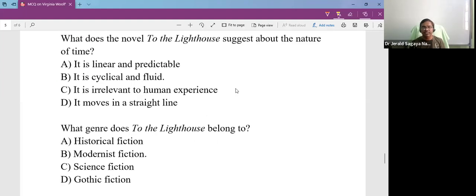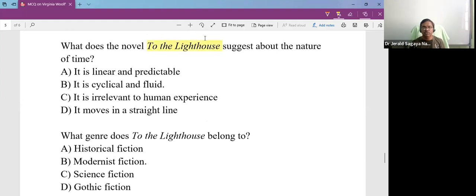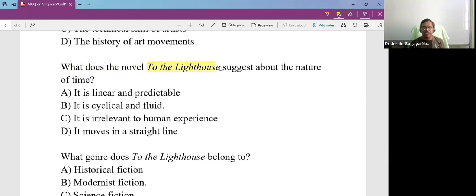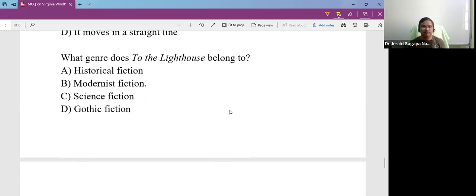What does the novel To the Lighthouse suggest about the nature of time? It suggests that time is cyclical and it is fluid.